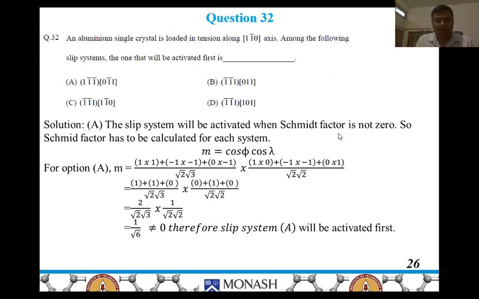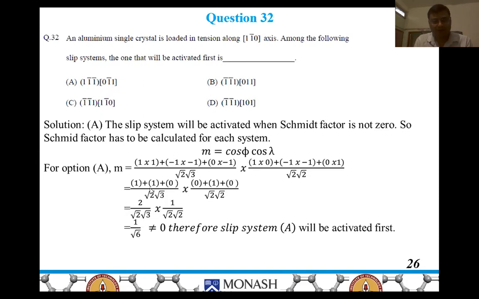Question number 32. An aluminum single crystal is loaded in tension along the [1 bar 0] axis. Among the following slip systems, the one that will be activated first is... The slip system will be activated when the Schmid factor is not 0. So the Schmid factor has to be calculated for each system. Schmid factor M is equal to cos phi into cos lambda. So you calculate the angle between the tensile axis and the slip plane normal, and the angle between the tensile axis and the glide direction. So you can calculate cos phi and cos lambda.